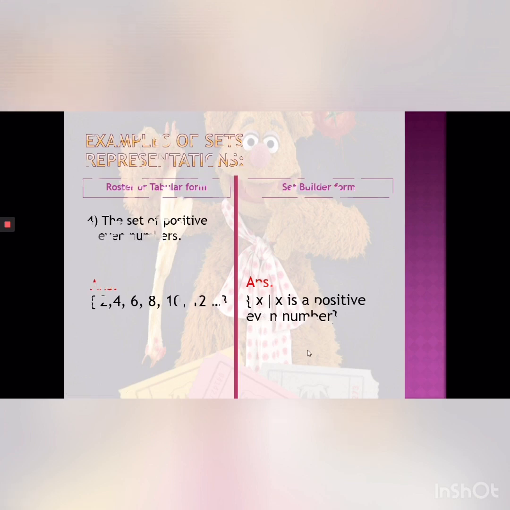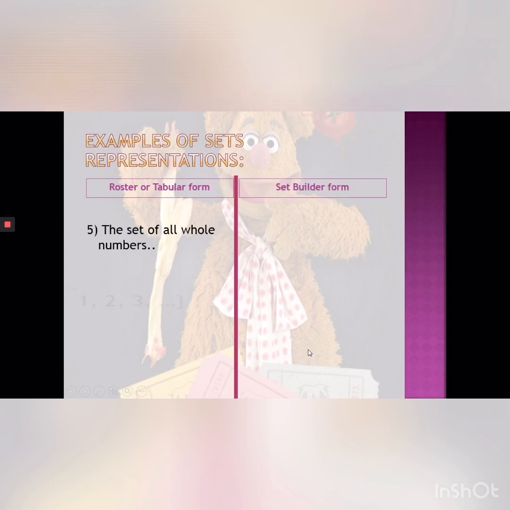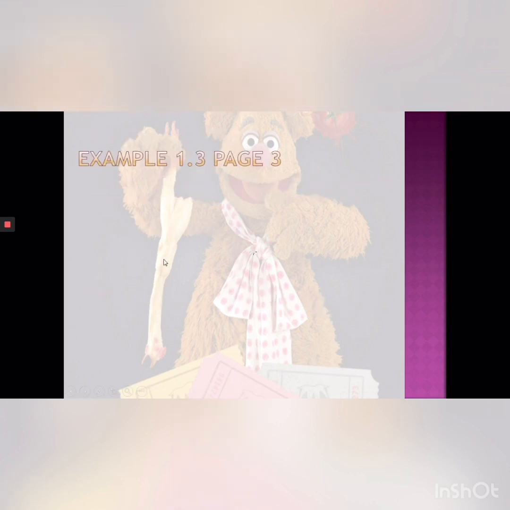Now let's move on to the number 5 example. There you go. For number 5, I think this is just the same as what we had a while ago. Okay, so I think that's all for this lesson.